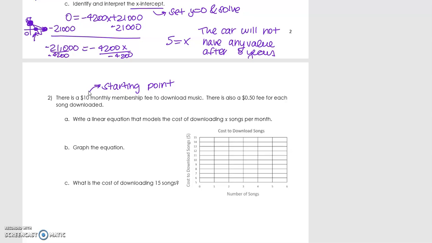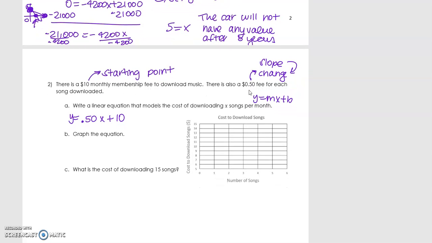So our linear equation, we're going to put this in y equals mx plus b. Something that's changing as it's going, there's a 50-cent fee for each song downloaded. That's what's changing. That's our slope. And plus where we're starting. Okay, so we put that together. This 50 cents is how much it's changing. The changing is our slope. Then we can put this together.